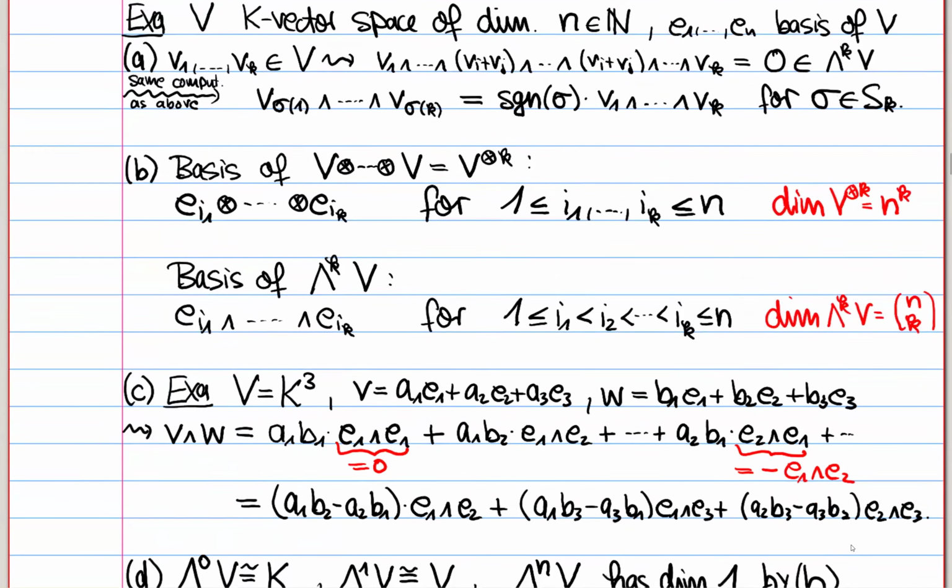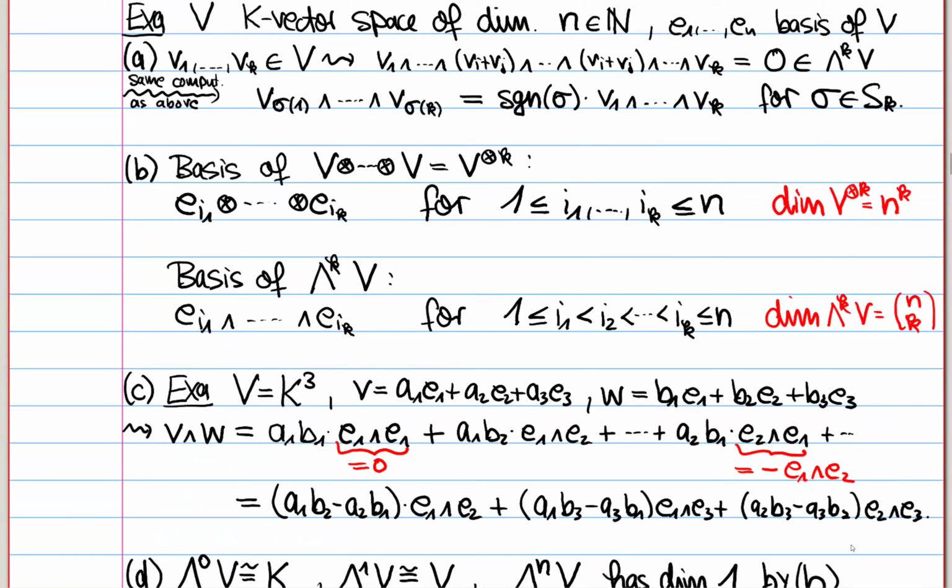Now this was pretty abstract, so let's look at a very concrete example. Let's say V is equal to k to the 3, right? And then e1 up to e3 is now the standard basis. Then any v and w can be written as such linear combinations of the basis elements. And then what happens if we compute their wedge product? Well, we just expand this out and I just write a few terms.